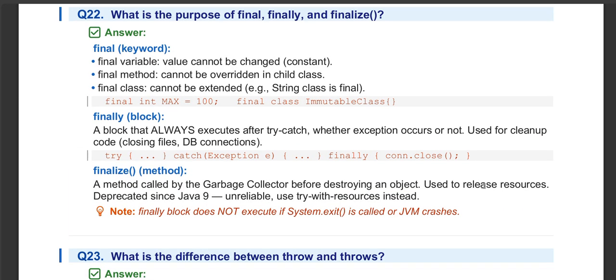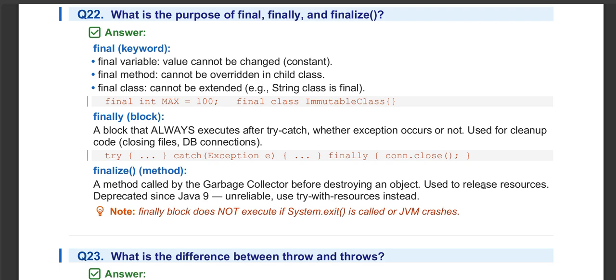What is the purpose of final? Final is a keyword. A final variable's value cannot be changed. A final method cannot be overridden. A final class cannot be extended. Finally block: a finally block is always executed after the try catch block, whether an exception occurs or not.